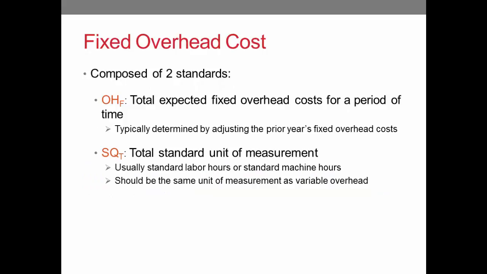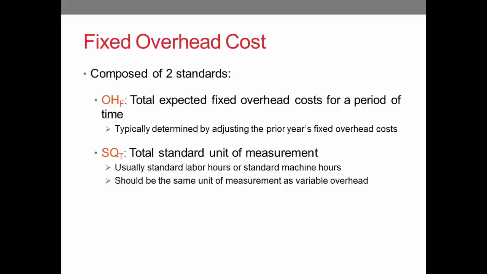The way that fixed overhead costs is calculated is by taking the fixed overhead from the budget at the beginning of the year, total expected fixed overhead costs, and adjusting it by the total standard unit of measurement. So fixed overhead cost is unique in that it takes more of a total approach.